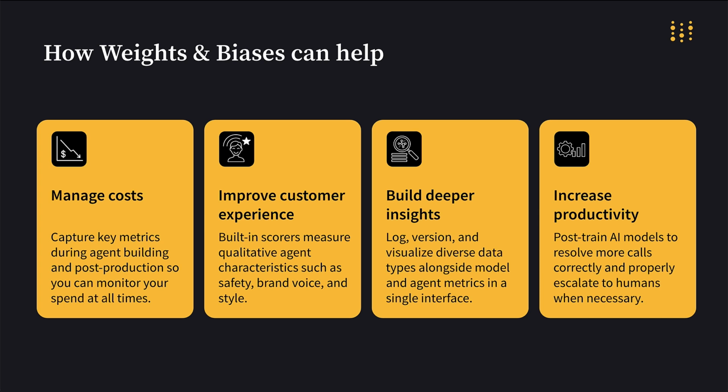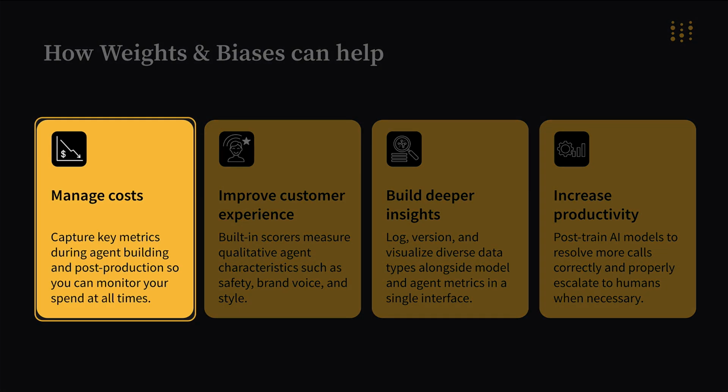So, how can Weights and Biases help? Weights and Biases offers an AI developer platform to evaluate, monitor, and iterate on your AI agent contact center so it maintains high reliability and quality. W&B Weave traces capture key metrics during development and in production, so you're always 100% aware of not only spend, but performance across multiple dimensions.